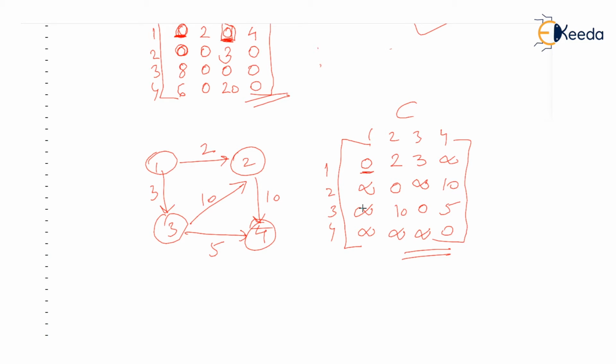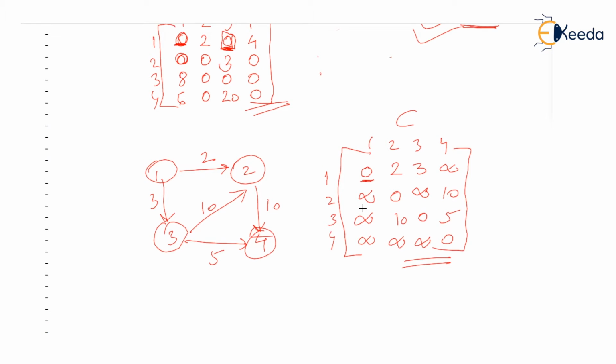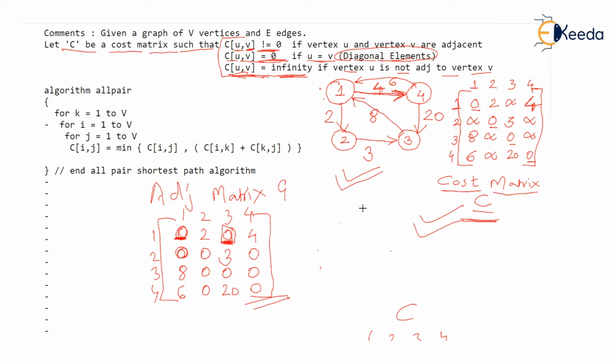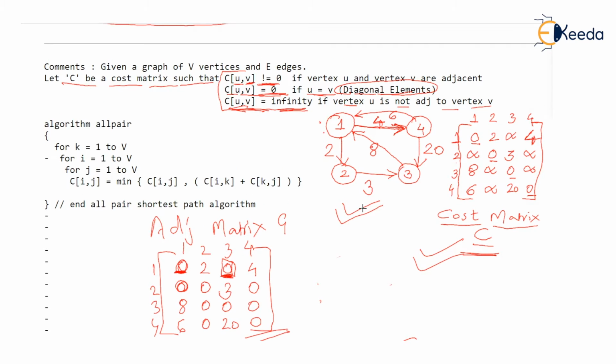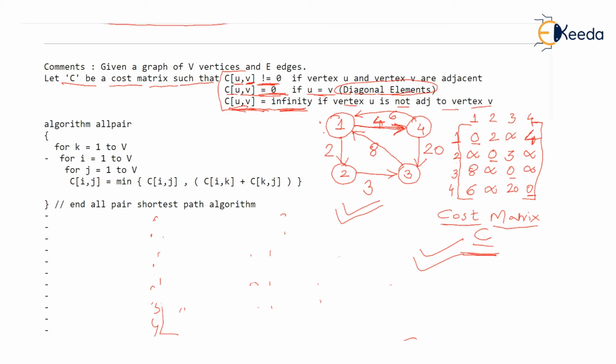So now coming back, once you have understood what this cost matrix is and what it means to represent a graph using a cost matrix, our aim is to find all pair shortest path. What it means is we want to find the shortest distance from every vertex to every other vertex.